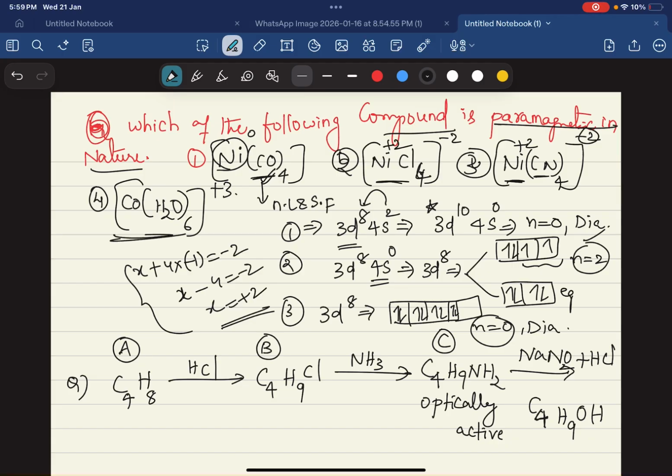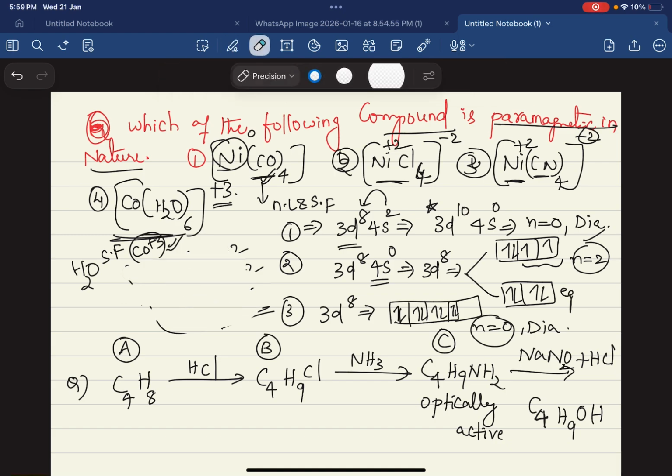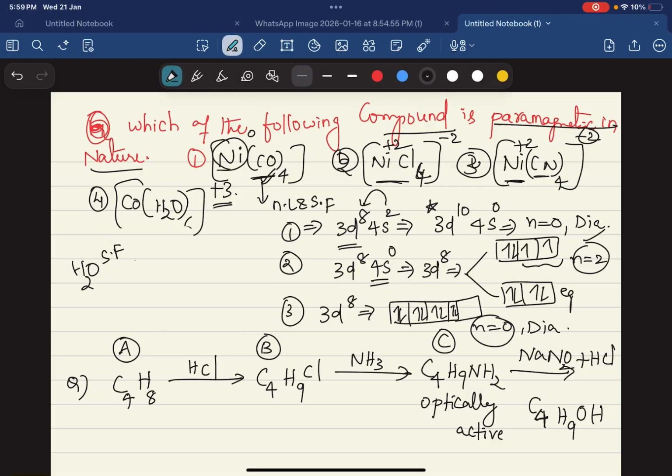Coming to Co(H2O)6, it is in plus 3 oxidation state. So here H2O is a strong field ligand, because H2O is strong field with Co plus 3. This is an important point, so accordingly we can find the answer. It is a strong field ligand with Co plus 3 but not Co plus 2. So you can see Co oxidation state plus 3.